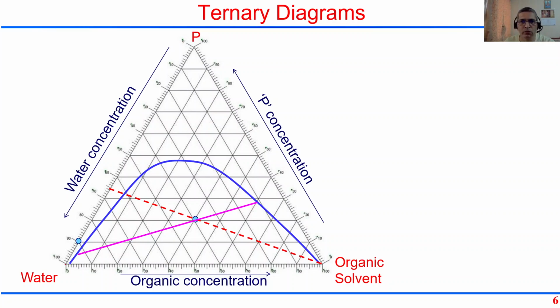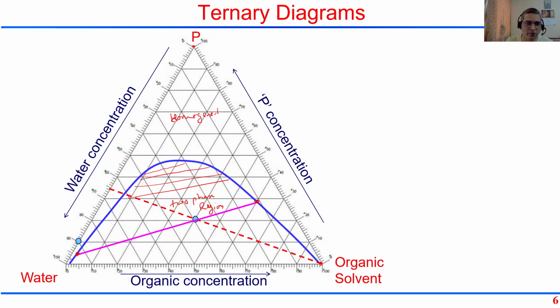Now, if you think about this, we have water as this vertex, the organic solvent that you have taken as this vertex, and P, the solute that you are trying to extract. And we have seen that everything under this blue curve is a two-phase region. And this is a homogeneous region, single phase. And we have seen tie lines as well. You must have seen them in your undergraduate course as well. These are the tie lines.